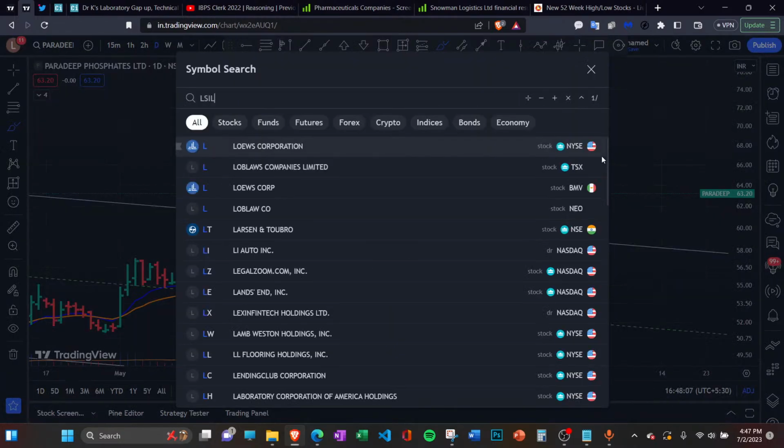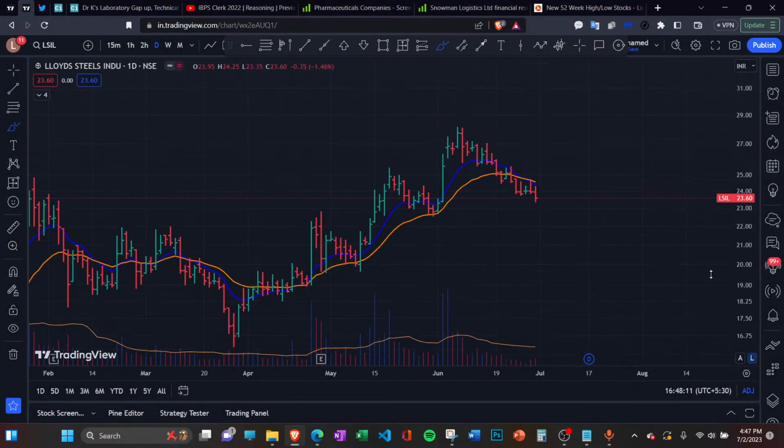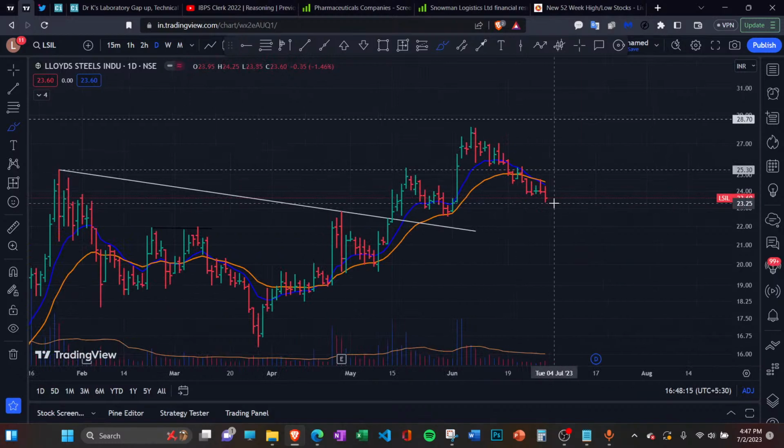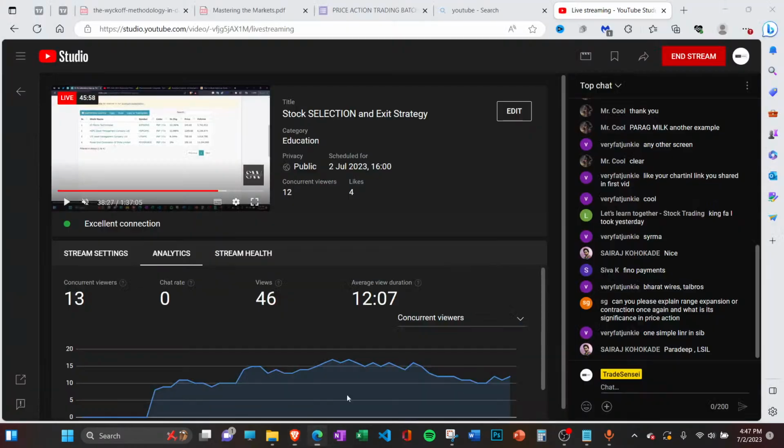And LSIL, Lloyd Steel Industries. So right now I'd say ignore this, because the setup is not good. It's clearly below 10 and 21 and the whole current down move is going on. So unless it forms a base or maybe this kind of reversal, I like to avoid it at this moment.